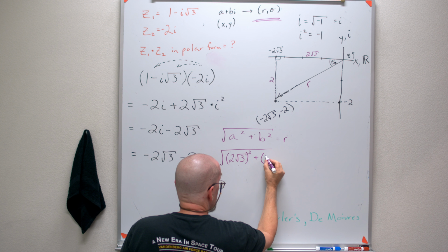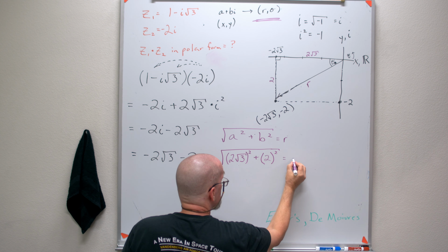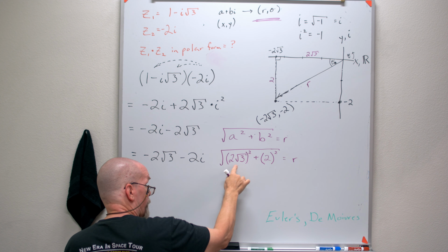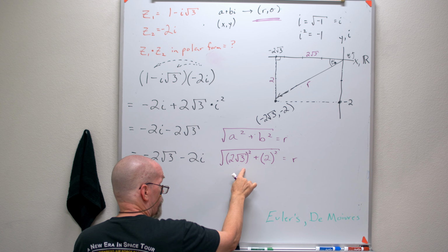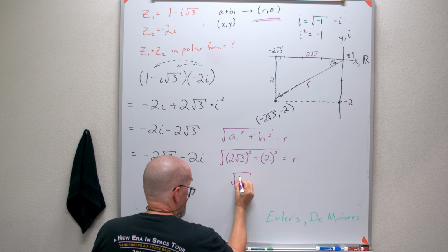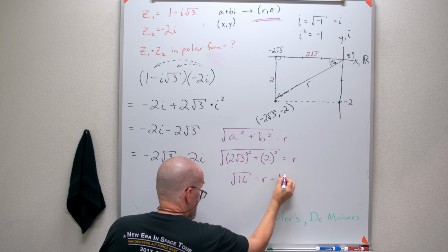The B is the 2. We figure this out. The square goes with both the 2 and with the rad 3. 2 squared is 4, rad 3 squared is 3. This is 4 times 3, which is 12. That's 4, so this is 16. So we get the square root of 16 equals R. We're just going to say that's 4 because it is.